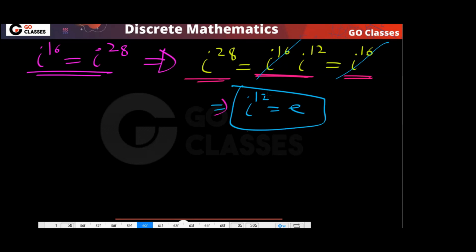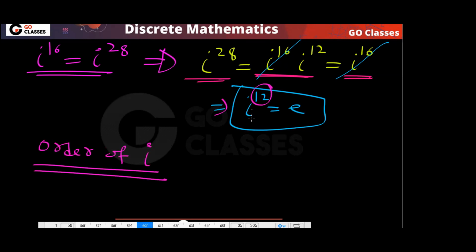So what can I say about the order of iota? What can I say about the order of iota? Order of iota means smallest. Remember, iota power 12 is E, but order means the smallest number.